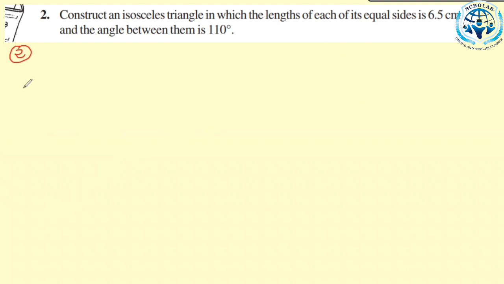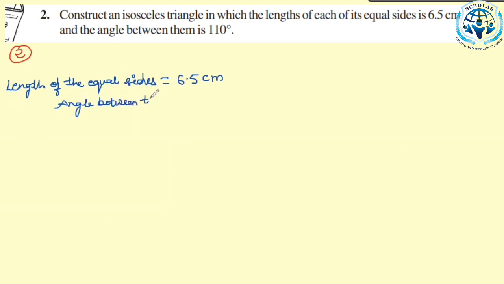Move to the second question. Construct an isosceles triangle in which the lengths of each of its equal sides is 6.5 centimeter and the angle between them is 110 degree. So length of equal sides, that means length of two sides each, is 6.5 centimeter and the angle between them is 110 degree. So we will draw a rough sketch first.